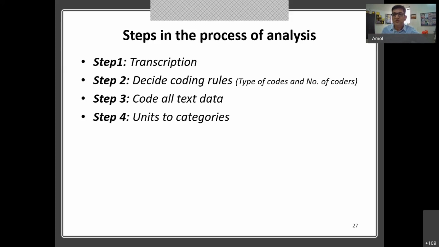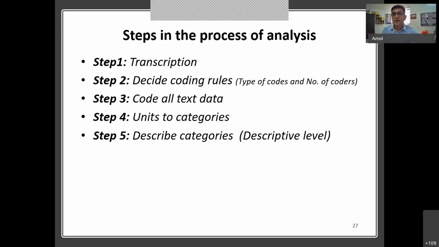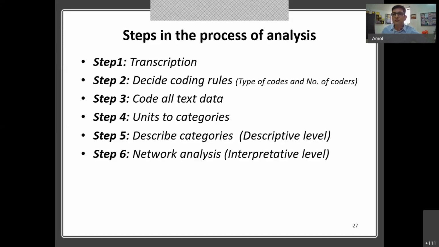Then, when you code the data, bring similar units together to form categories. Describe the categories, which we call descriptive level analysis. And if you are satisfied with it, good. But if you are not, then you can go to the next level, the interpretative level, where you can build a network which explains the phenomena, such as why some students sleep in the class, and we want to explain it. Why some doctors smoke cigarettes even when they know that it is harmful to their health. Now these are very important research questions, and we want to know why they do so, even when they know that it is contrary to health. Then we draw the conclusions, and these are the reasons.